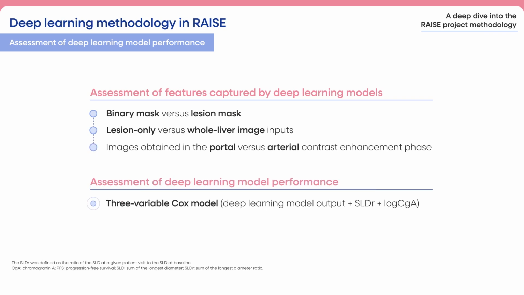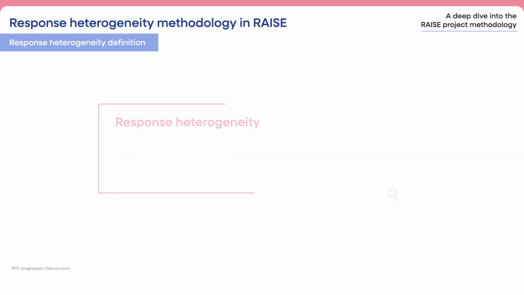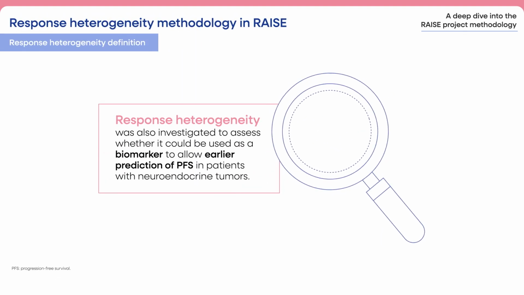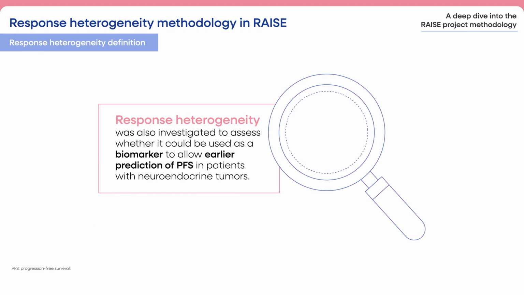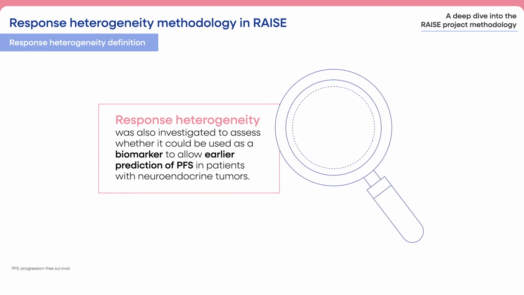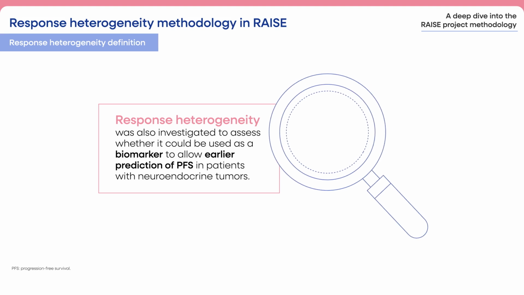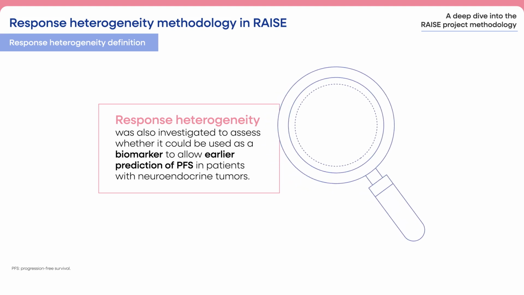A 3-variable Cox model and a 2-variable Cox model were then used to evaluate how well deep learning models could predict progression-free survival, compared with currently available markers of progression, such as the sum of the longest diameter ratio and levels of chromogranin A measured in the blood. As part of the RAISE project, we also assessed whether response heterogeneity could be used as a biomarker to allow earlier prediction of progression-free survival in patients with neuroendocrine tumours.